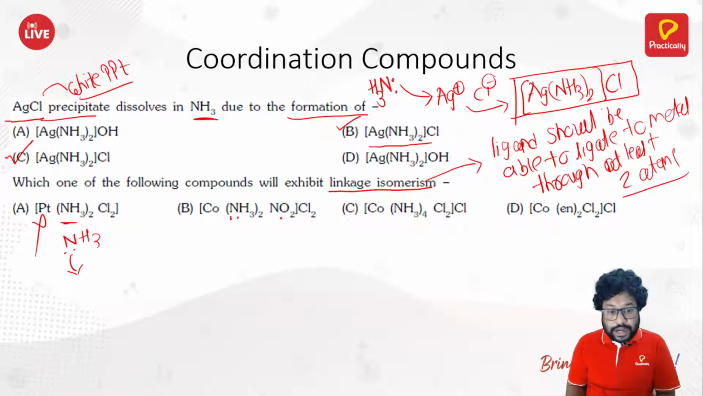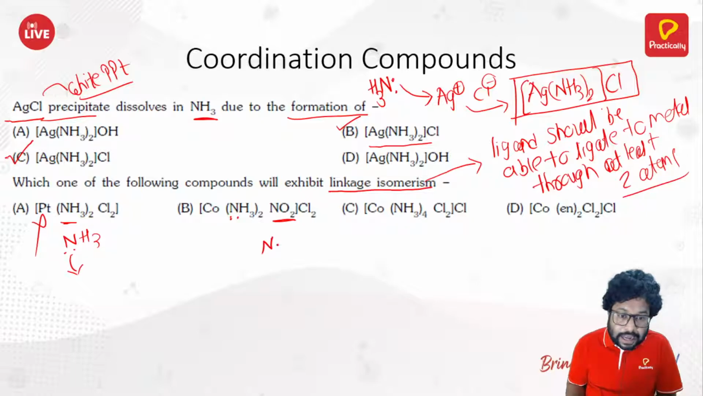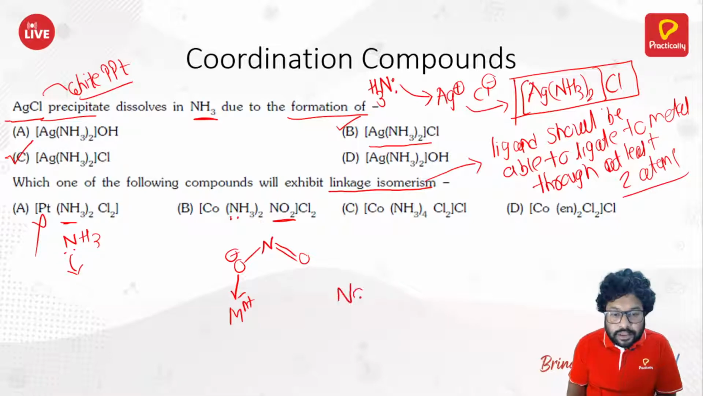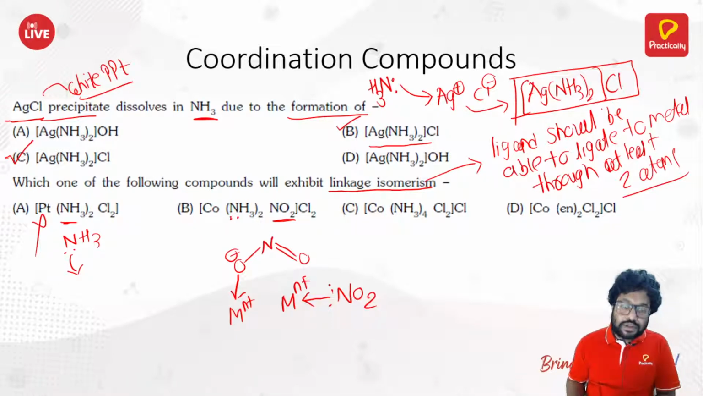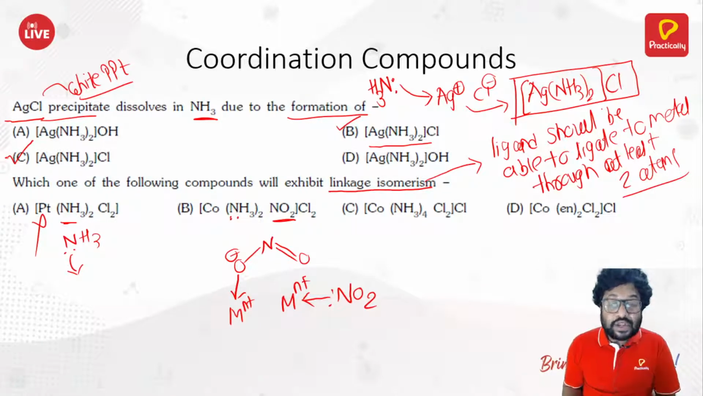Next, again here ammonia can ligate through only nitrogen. But yes, you have a nitro group here. Nitro group can ligate through oxygen. Secondly, it can ligate through nitrogen also. It can ligate through nitrogen, it can ligate through oxygen. So it can ligate through both positions, and therefore it can show linkage isomerism.